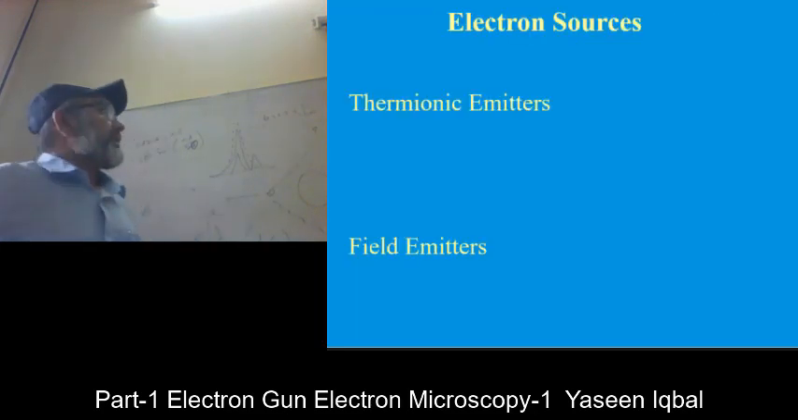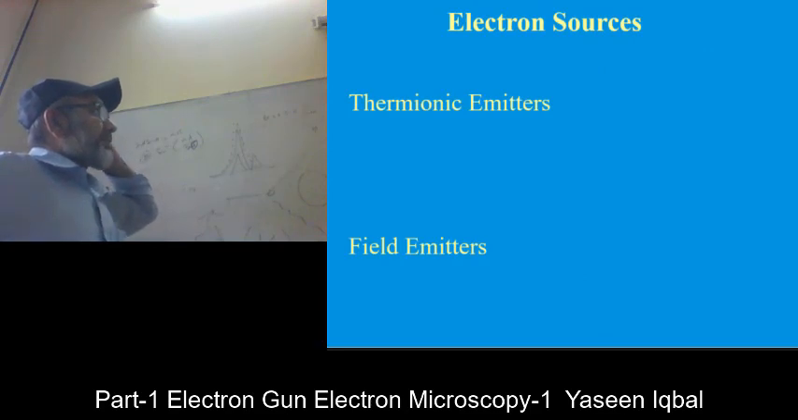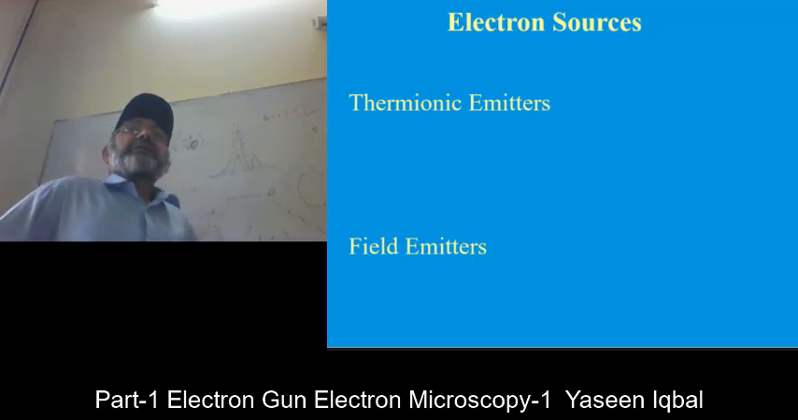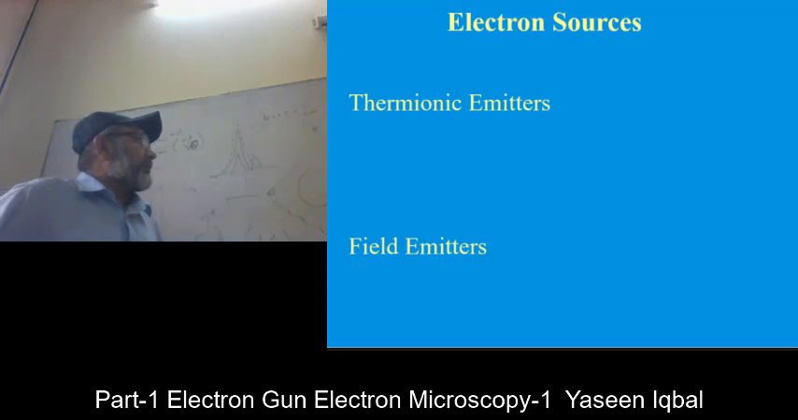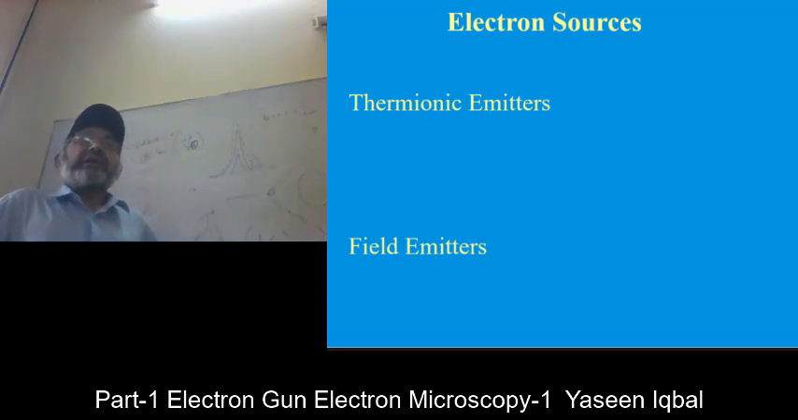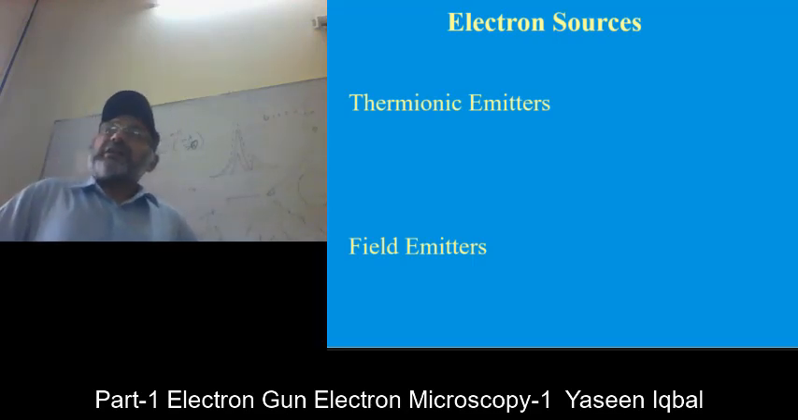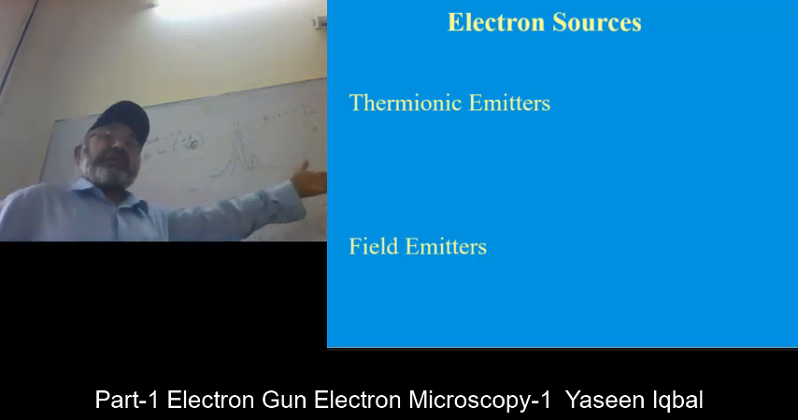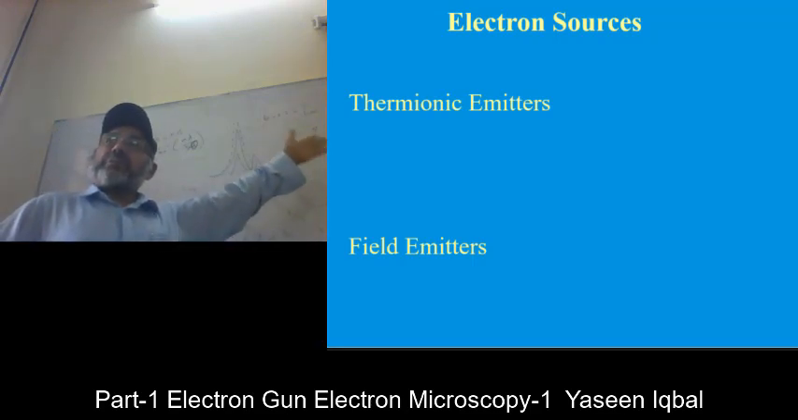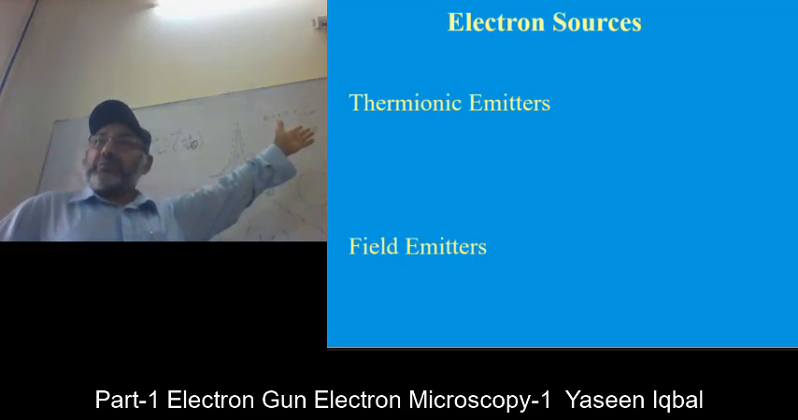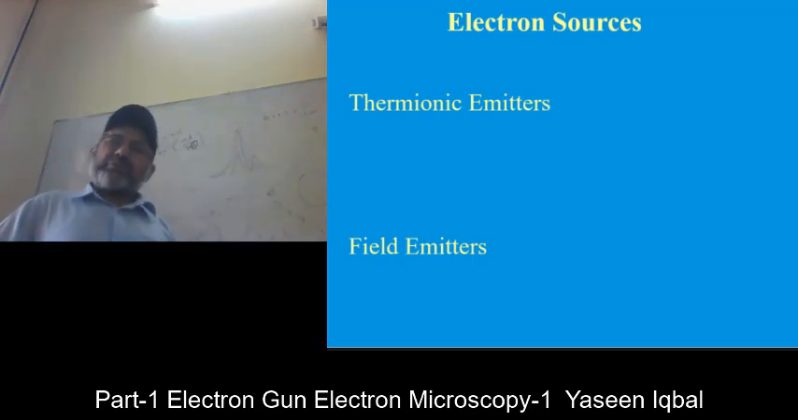There are two popular types of electron emitters. One type is called thermionic emitters, and the other is called field emitters. The relevant microscopes are called field emission microscope and thermionic emission microscope. But the thermionic emission microscope is conventional, so people don't say that its electron gun is a thermionic emitter.